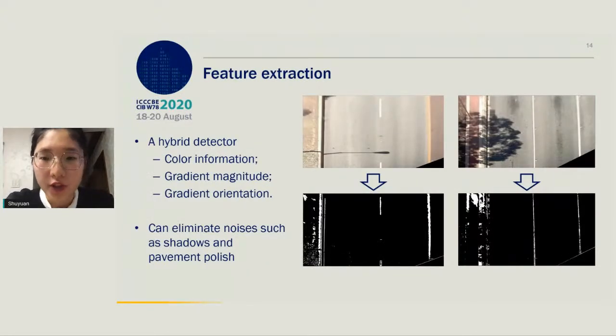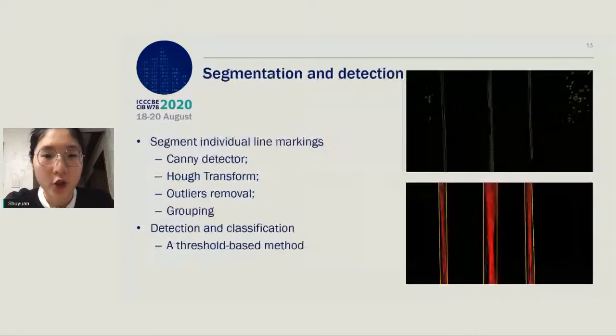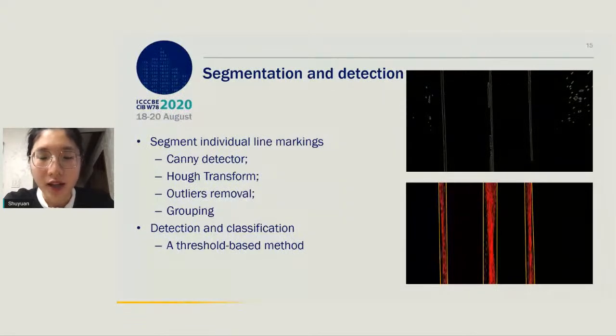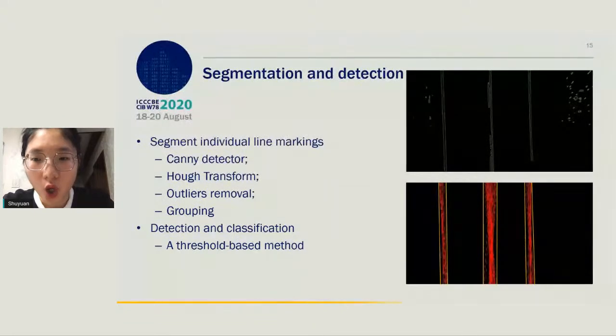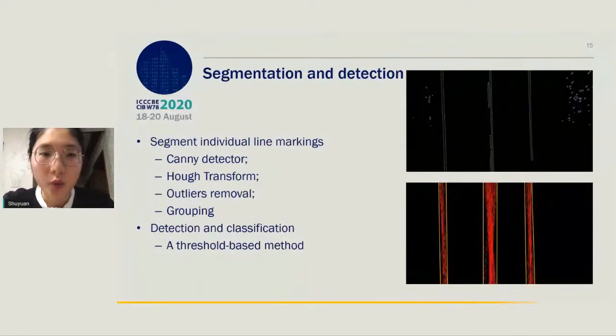Then for feature extraction, a hybrid detector using a combination of color information, gradient magnitude, and gradient orientation was applied to generate the feature maps. Noises like shadows of roadside facilities can be efficiently eliminated. Then the segmentation algorithms are utilized to extract individual line markings, on top of which detection and classification can be achieved. In this case study, a threshold-based method was used for these tasks.